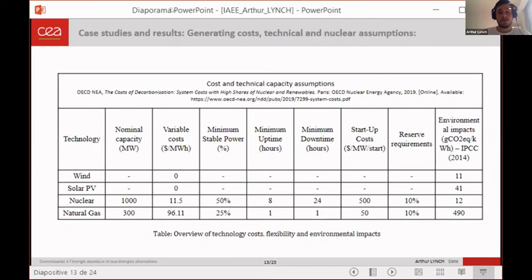Of course, the electric system that we simulate comes with some cost and technical capacity assumptions. I will not detail them here, but just to remind you that each technology has a related nominal capacity, related cost, related flexibility constraints, and of course a related environmental impact, measured in CO2 equivalent and derived from the IPCC.